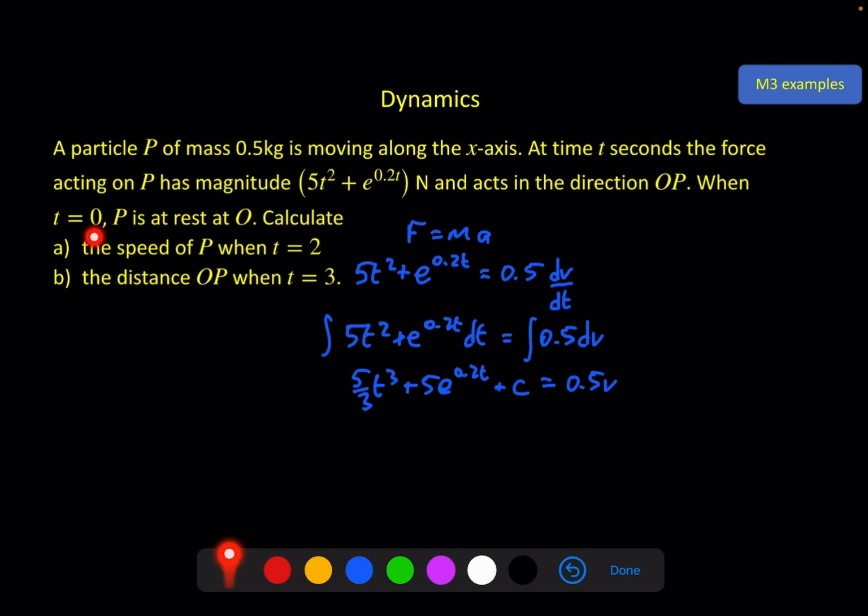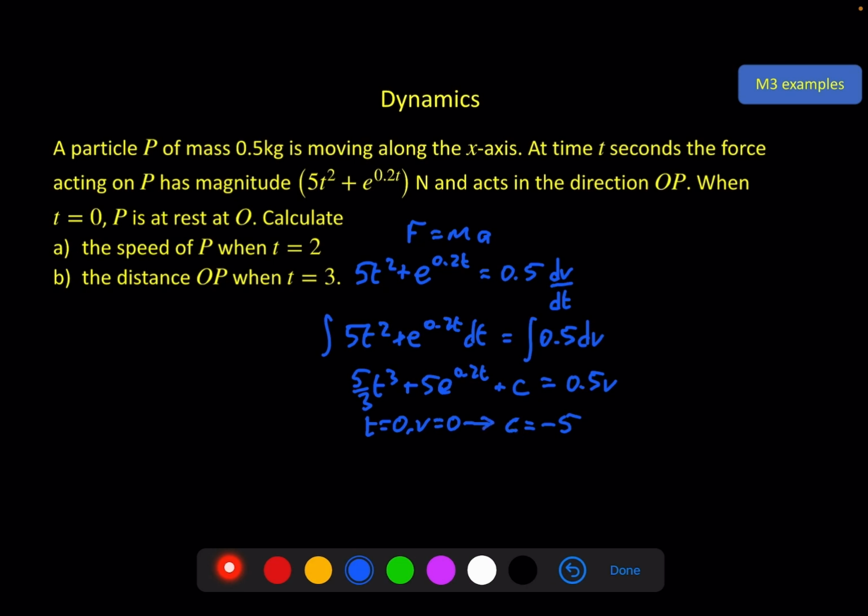When t is equal to 0, P is at rest. So when t is 0, v is 0, but because of this exponent section here, that does not mean c is 0. When we put 0 in here, we get a 1 out of this exponent, so we have 5 plus c equals 0, so c here must equal minus 5, because t equals 0, v equals 0 leads to this.